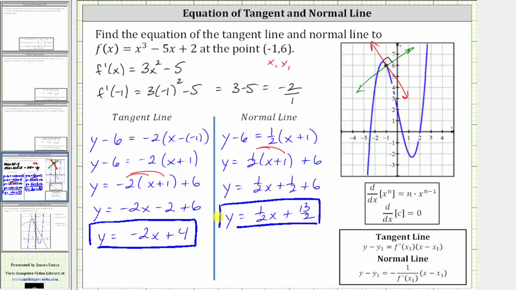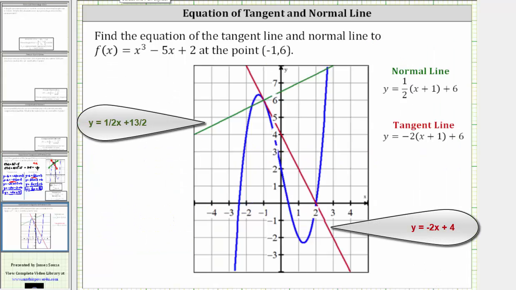Before we go, though, let's verify this graphically. The function is graphed in blue. The given point is this point here. Notice how the red line is tangent to the curve at the given point, and the green line is normal to the curve at the given point, verifying our work is correct.